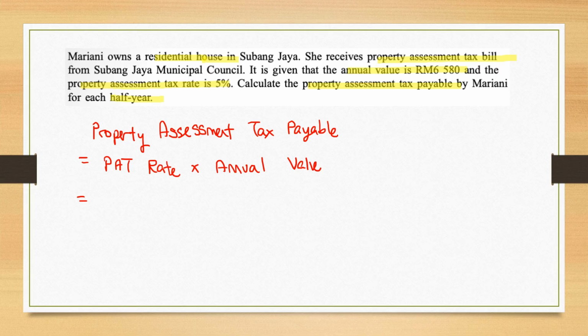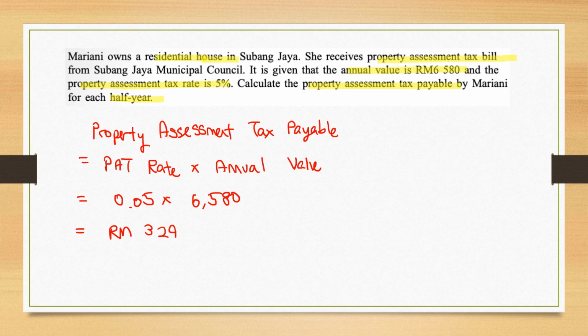Your property tax rate is 5%, so 0.05 times your annual value of 6,580. That will be RM 329, on a yearly basis. Alright, this is the yearly basis, we have to find the half year basis.